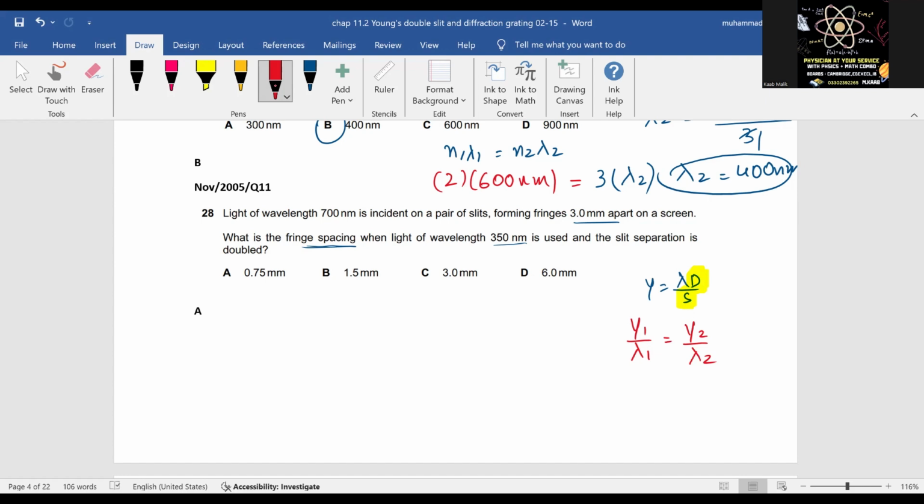When we use the 700 nanometer light, it forms fringes that are 3 exponent negative 3, or 3 millimeter apart, and the wavelength was 7 exponent negative 9. And for y2, y2 is unknown, and you have to divide, so just multiply over here, 350 exponent negative 9. Just do the calculation.